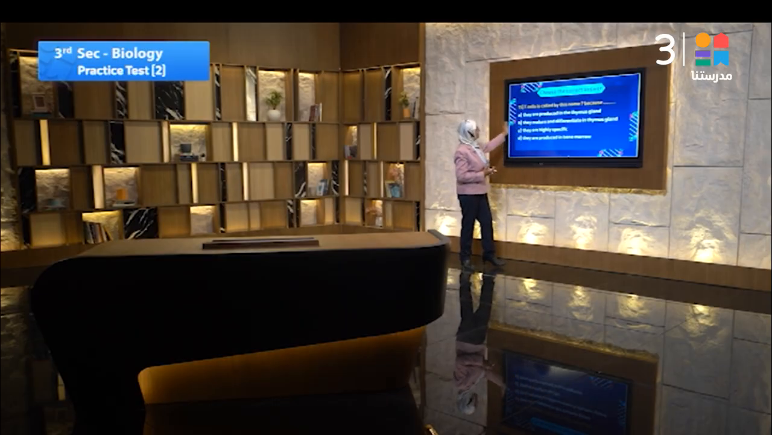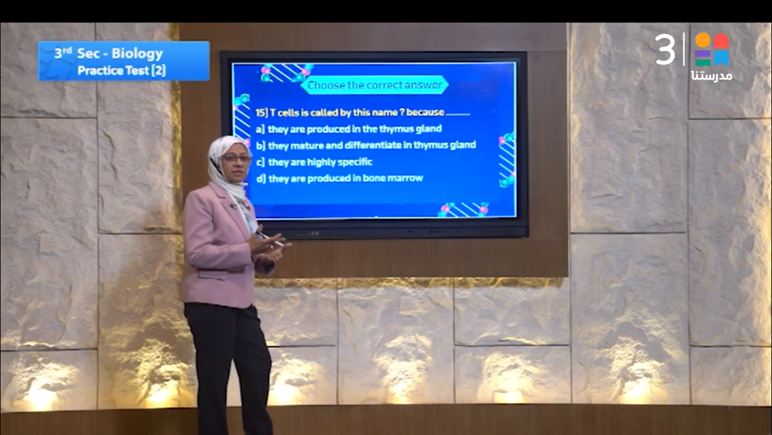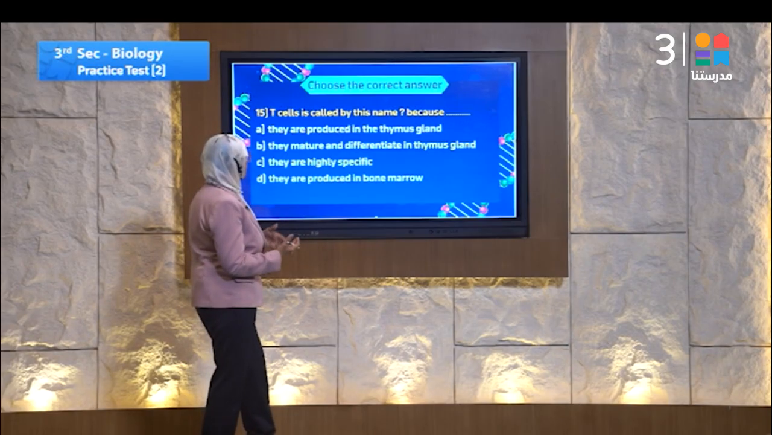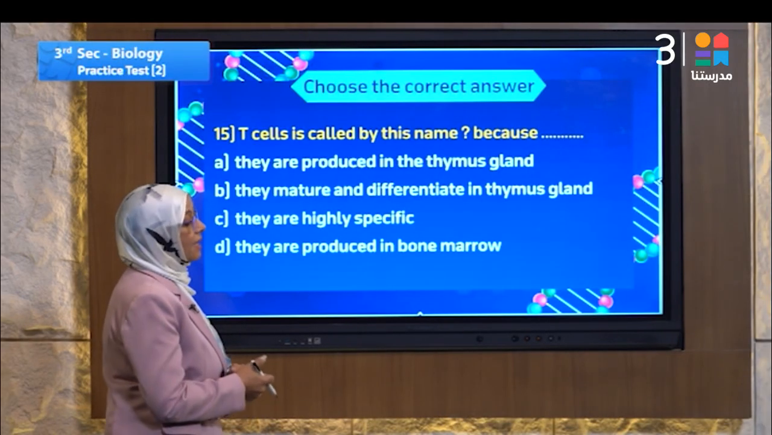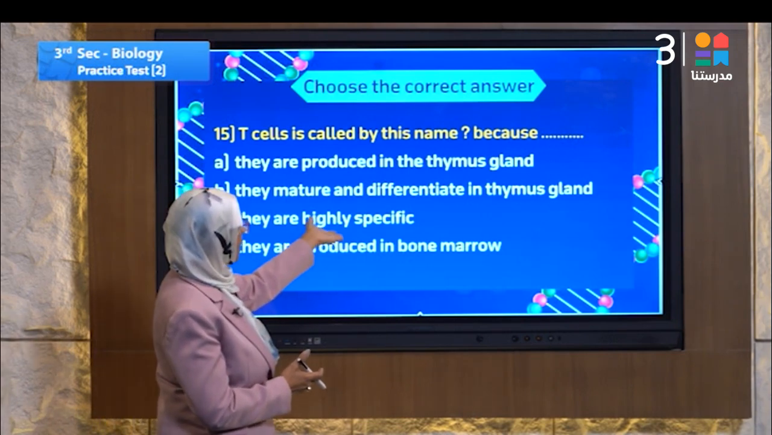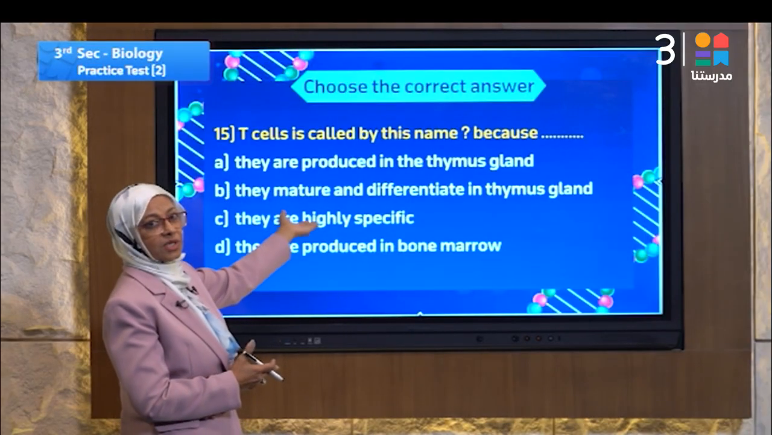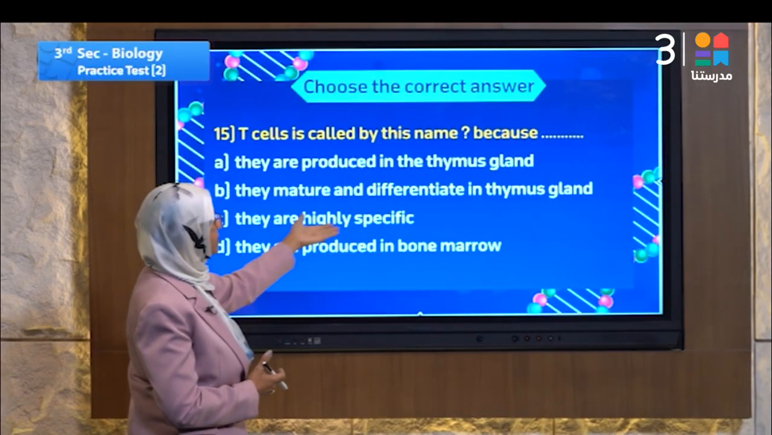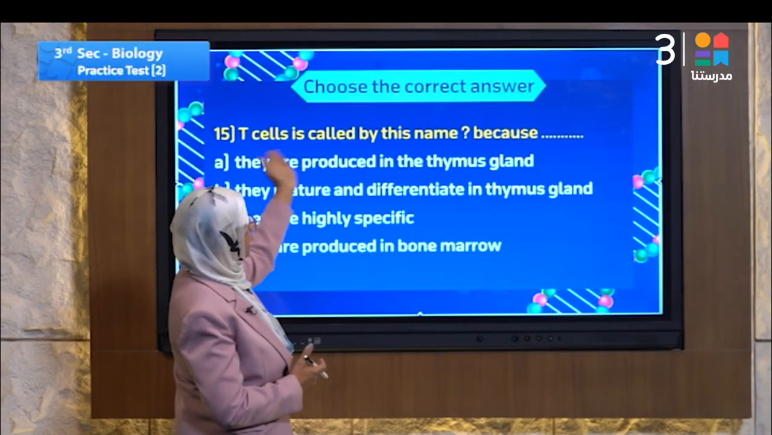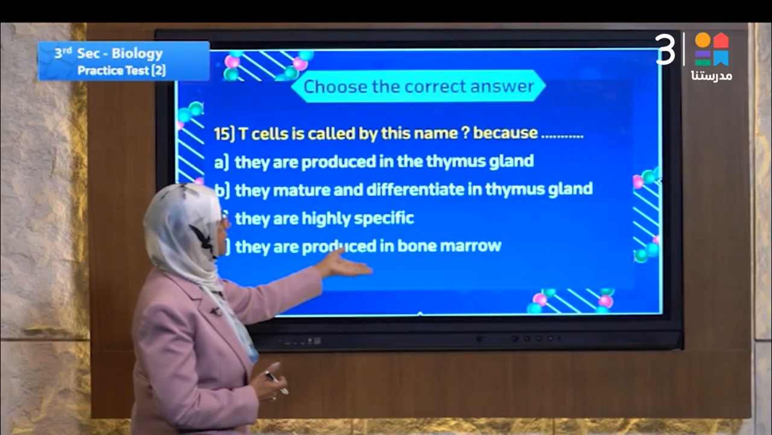Number A, they are produced in thymus gland. Where is the thymus gland? Thymus gland is a gland which helps to provide the body with T cells. Are they named for this region? Number B, they mature and differentiate in thymus gland. Yes, it will produce and mature. Number C, they are highly specific. That means T cells are highly specific, but where is the abbreviation here? Number D, they are produced in bone marrow.